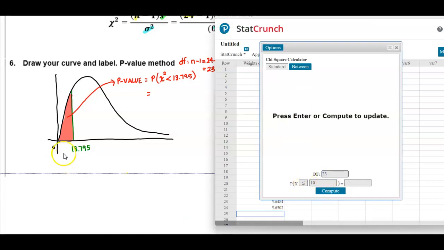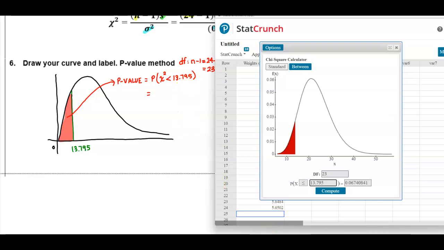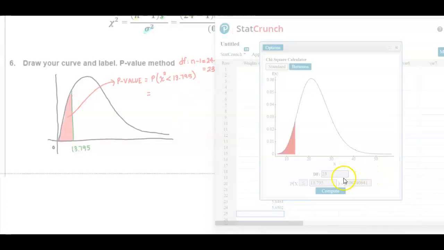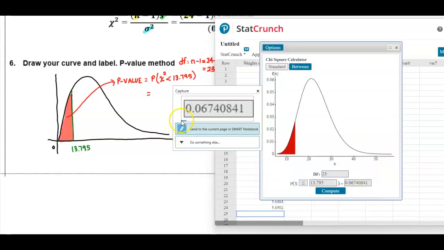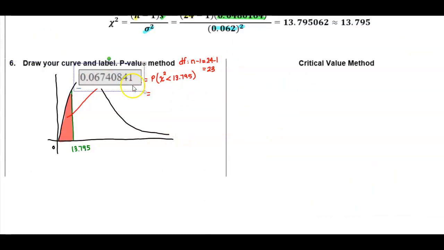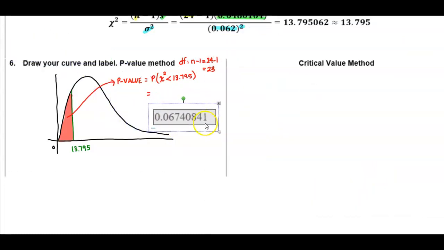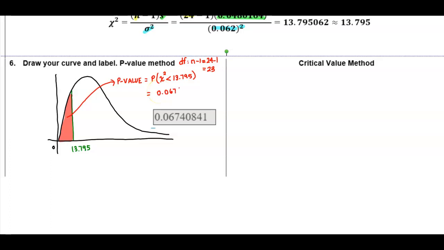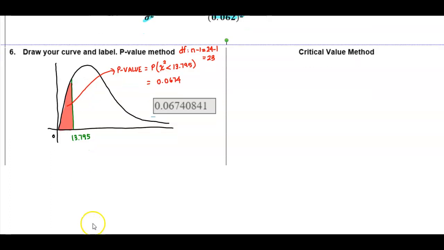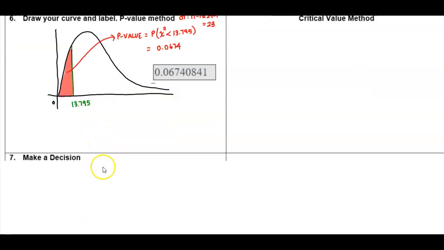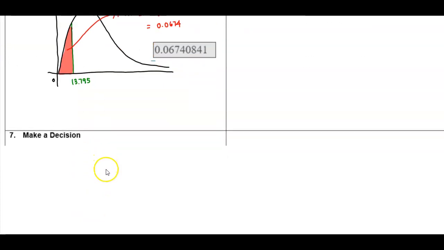We know it's going to be less than or equal to because we're looking for the area over here. And then we're going to put in our test statistic of 13.795, and then that's going to give us the following p-value. So let's go ahead and put that p-value here. If we round that to 4 decimal places, we're going to get 0.0674 as our p-value. Now that we have our p-value, then we can make a decision.